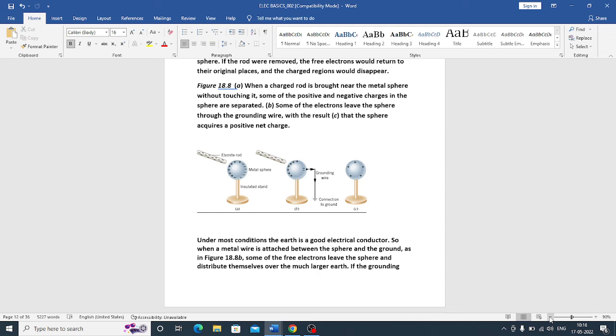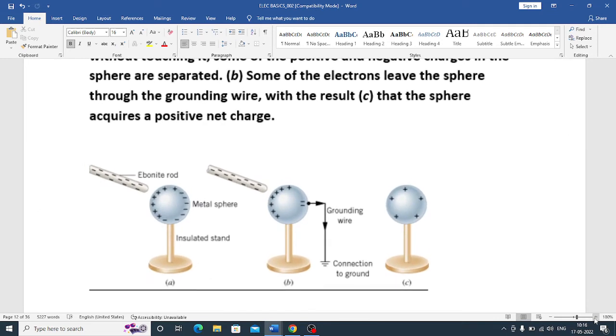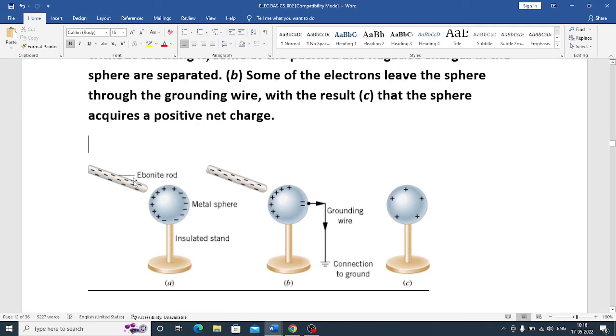Even by induction you can actually charge. See, first you bring a negatively charged conductor to the insulated metal sphere. Now this will be disturbed and electrons will be rearranged, meaning here there will be more electrons, here there will be a deficiency of electrons. Now for a temporary period you connect a wire from the right side to the ground. These extra electrons will now flow to the ground.